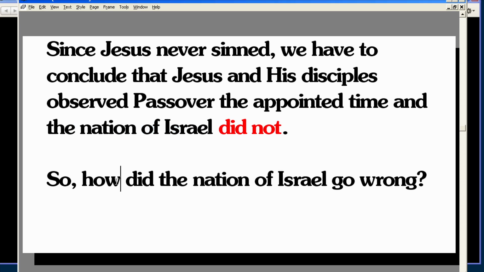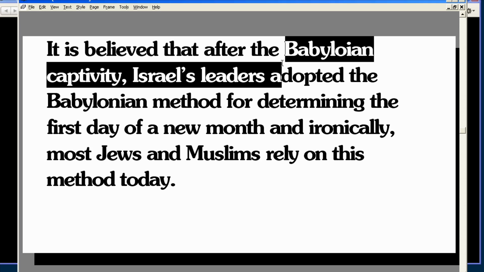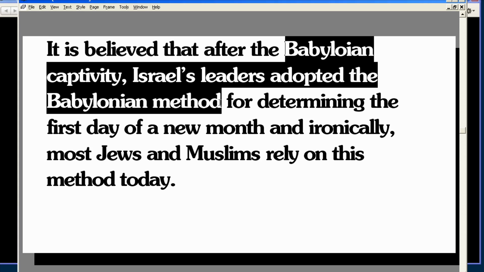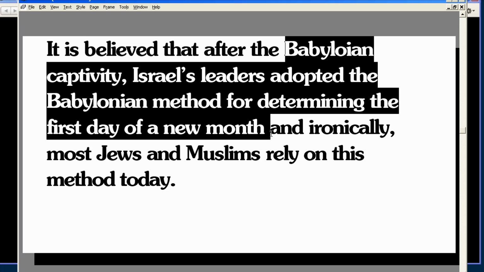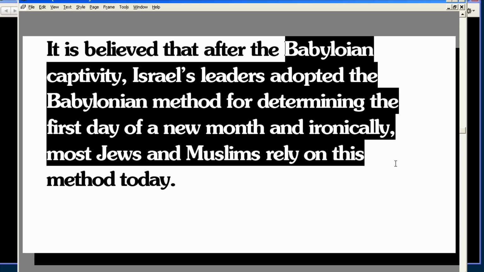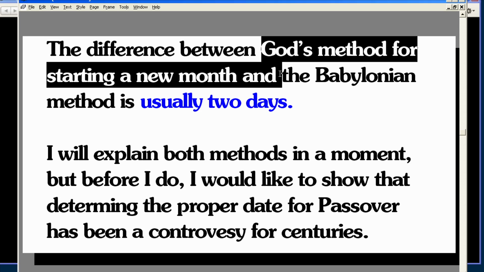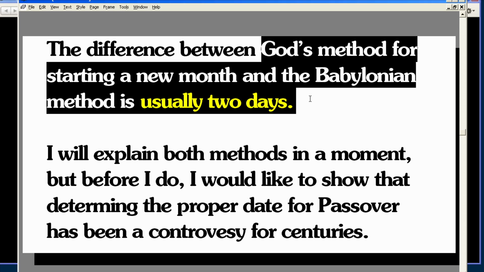So how did the nation of Israel go wrong? It is believed that after the Babylonian captivity, Israel's leaders adopted the Babylonian method for determining the first day of a new month, and ironically, most Jews and Muslims rely on this method today. The difference between God's method for starting a new month and the Babylonian method is usually 2 days.